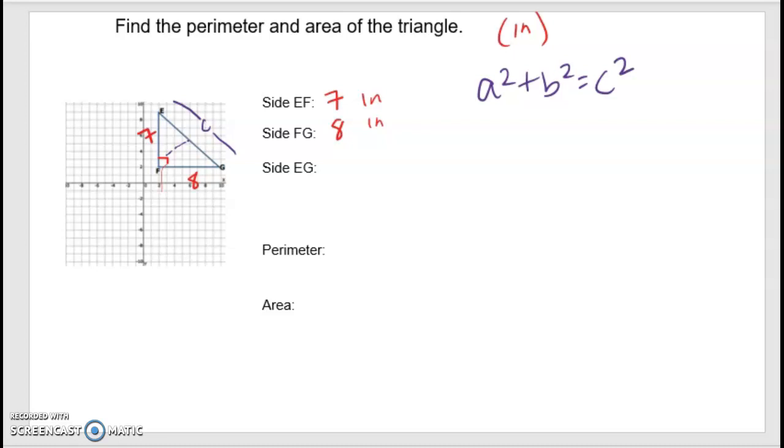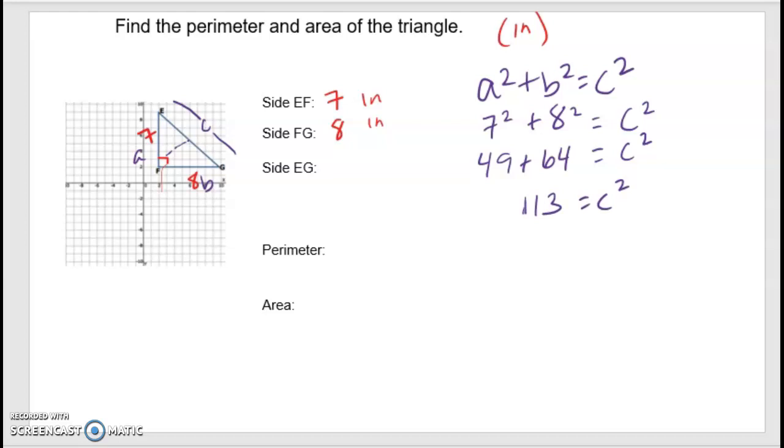So let's just say 7 is A, and 8 is B. I can go ahead and substitute those values in. So 7 squared plus 8 squared is equal to c squared, which is what I'm trying to solve for. I've got 49 plus 64 equals c squared. 113 equals c squared. You're not done yet.